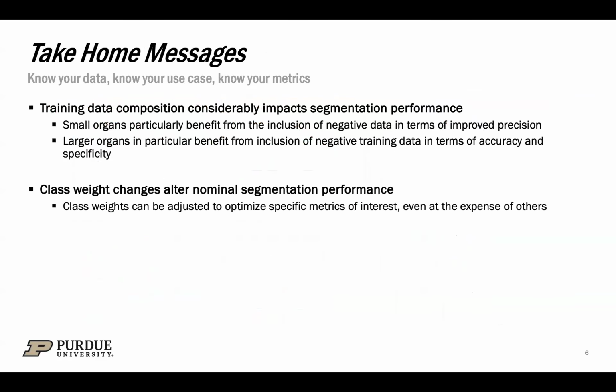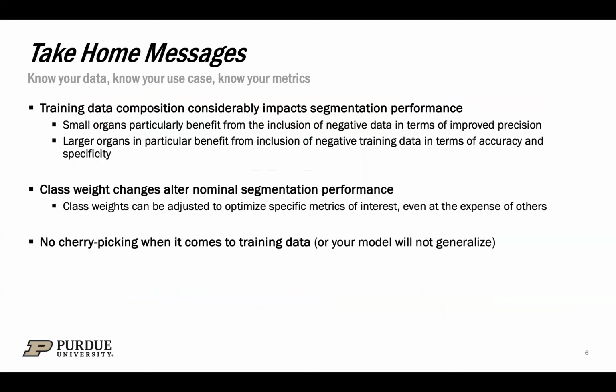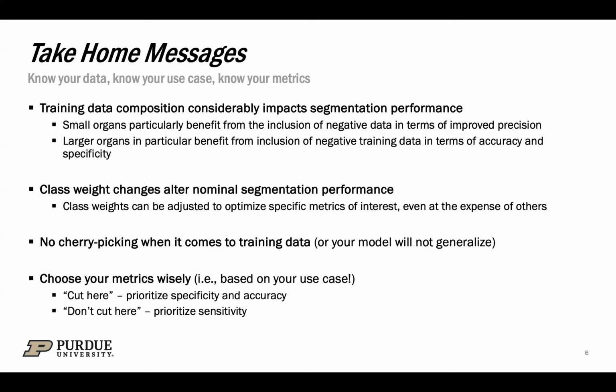So here are some take-home messages for you. Our work proved that training data composition can considerably impact the segmentation performance, and so can the class weights. Changes of the class weights will alter the nominal segmentation performance. And you need not cherry-pick the training data, or your model will not generalize. And choose your metrics wisely based on your use case.